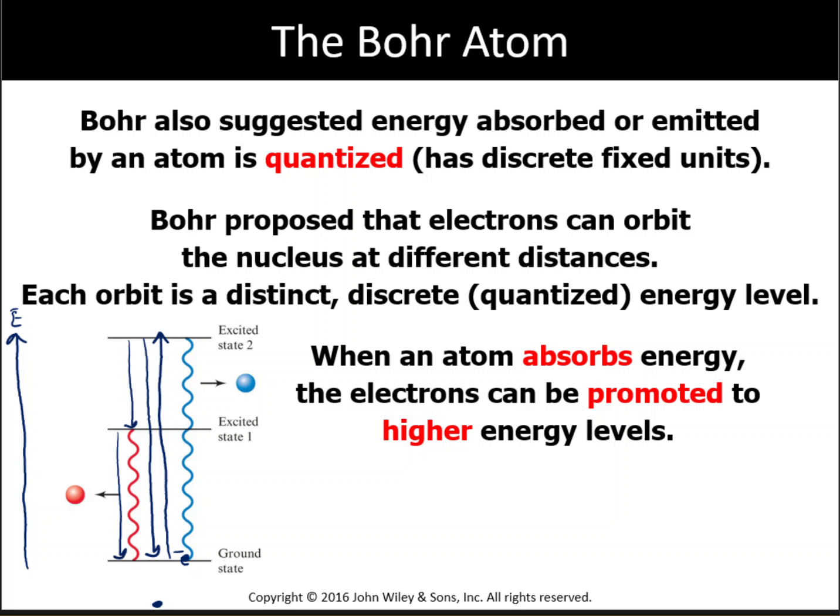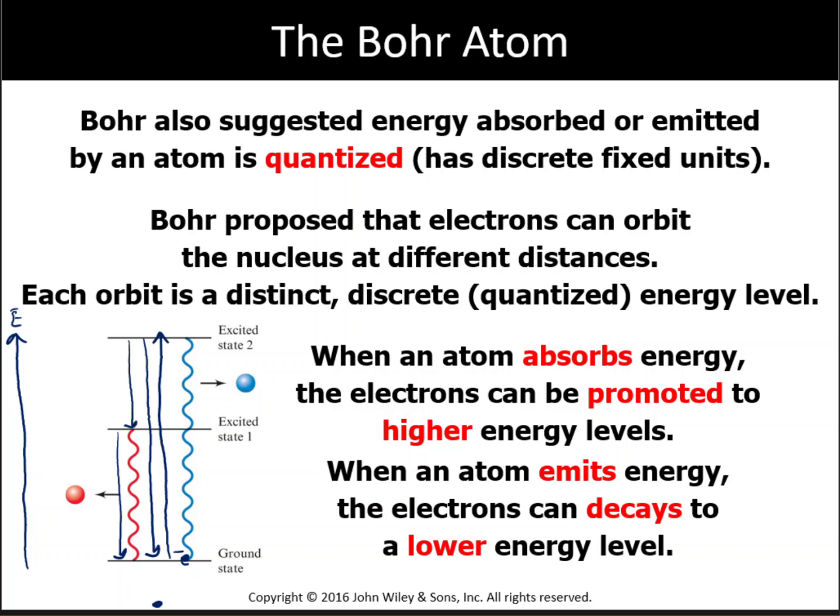Now, two things are happening here. First of all, we're supplying energy to the electron. It goes to a higher energy level. That's called excitation. So you're exciting an electron to go from a lower energy level to a higher energy level. Excitation is through absorption of energy. To be excited, an electron needs to absorb energy to go to a higher energy level. Those higher energy levels are called excited states.